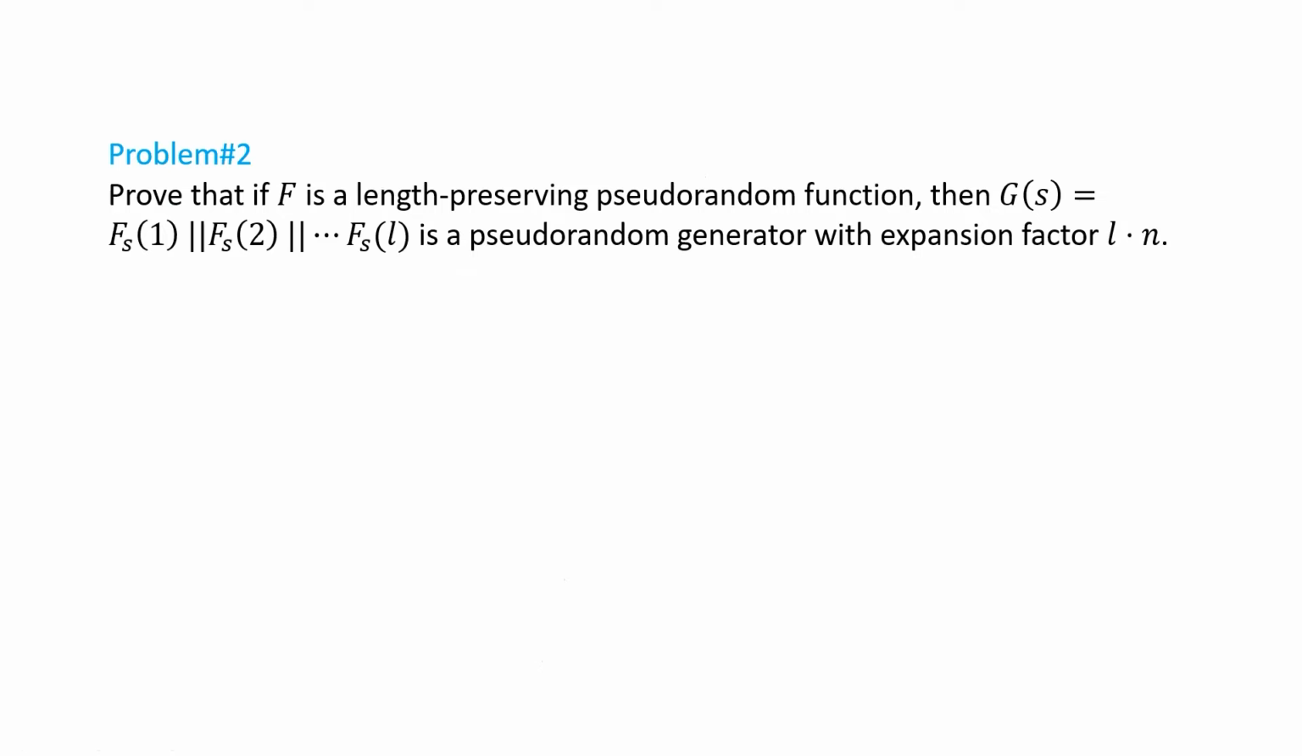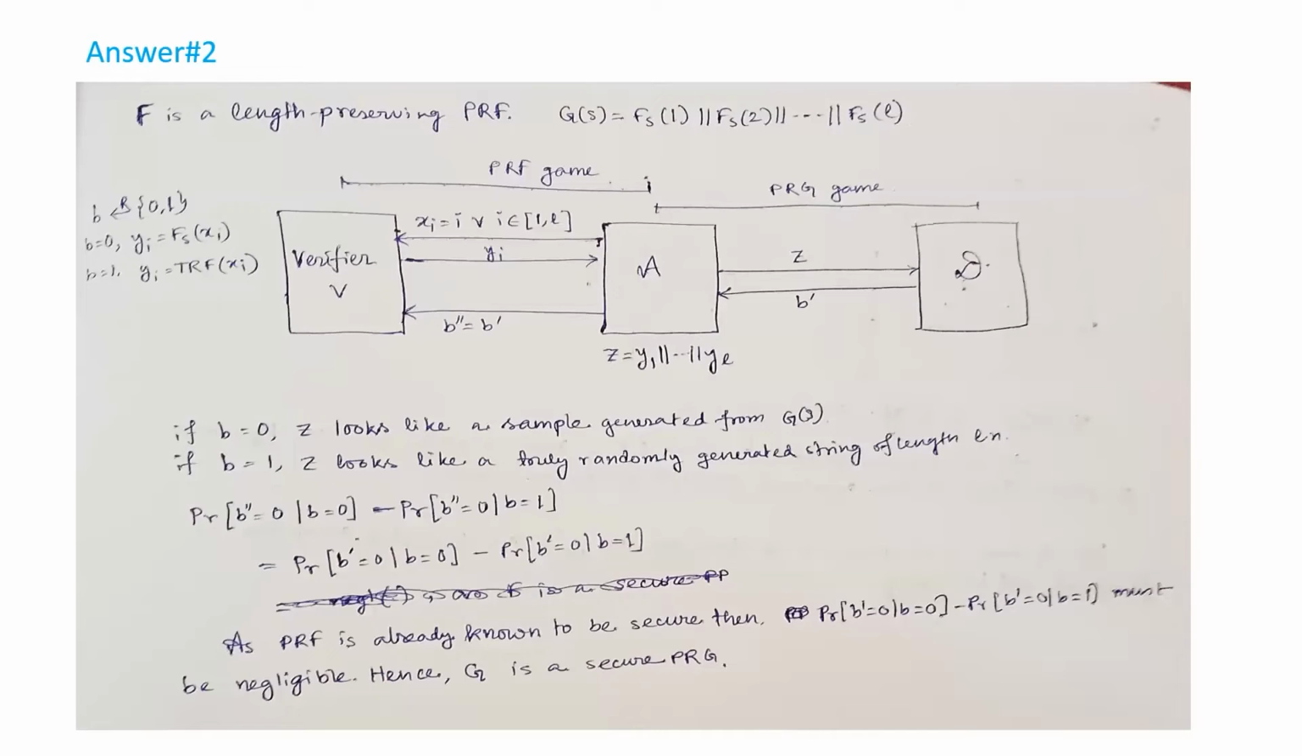Proceeding to the next question. Prove that if f is a length-preserving pseudo-random function, then g of s, defined as fs of 1 concatenated with fs of 2 concatenated with fs of 3, and so on till L such inputs, is a pseudo-random generator with expansion factor L into N. This is a simple theoretical construction for constructing a PRG from a PRF. Let's proceed to prove it.